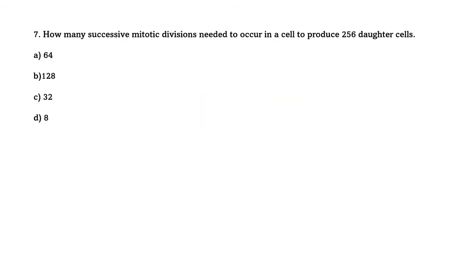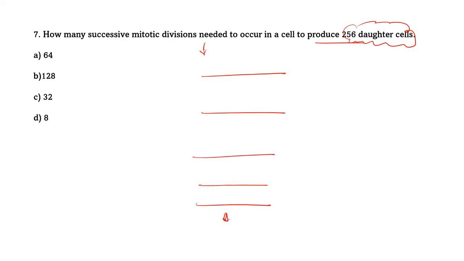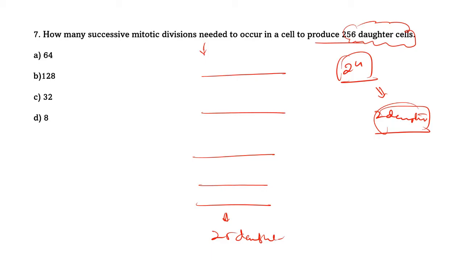Next one. How many successive mitotic divisions need to occur in the cell to produce 256 daughter cells? This is where most students get confused when asked about successive mitotic division. They are asking how many generations of mitotic division should be carried out in order to get 256 daughter cells. It is always 2 power n, because 2 daughter cells are formed after each division, right?